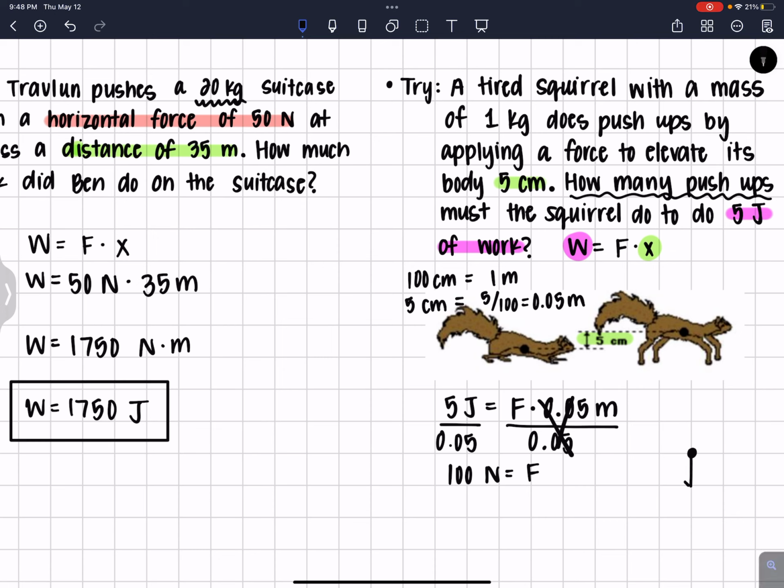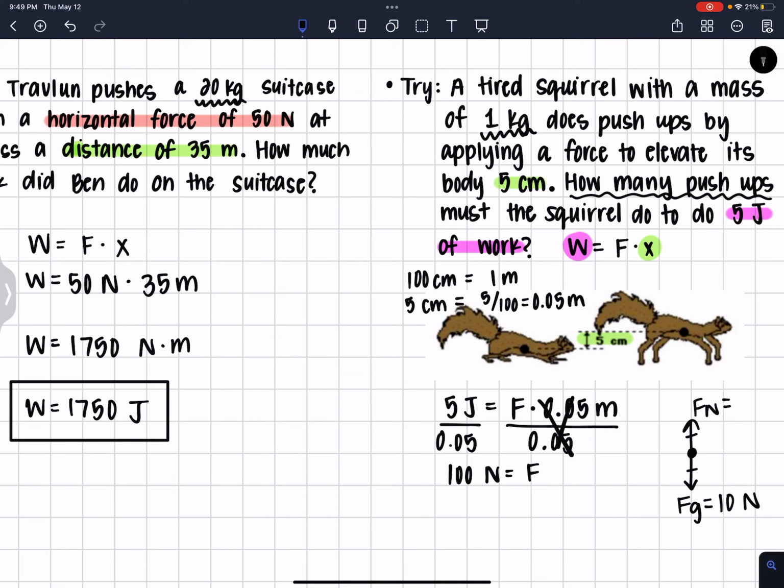When the squirrel is doing the push-up, the force of gravity and the normal force have to at least be equal. If they're not at least equal, if the normal force isn't large enough, I should say, the squirrel's never going to move their body upwards. So whatever my force of gravity is, my normal force has to be at least that much as well. Now, I can find gravity by taking the mass of the squirrel and multiplying it by 10. So 1 kilogram times 10 means that the force of gravity on the squirrel is 10 newtons.